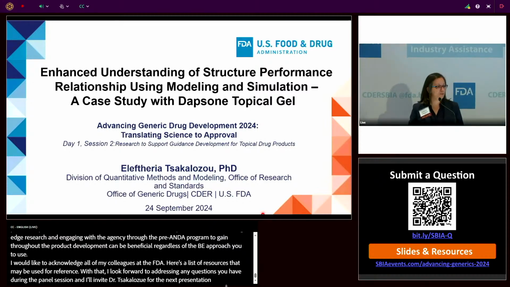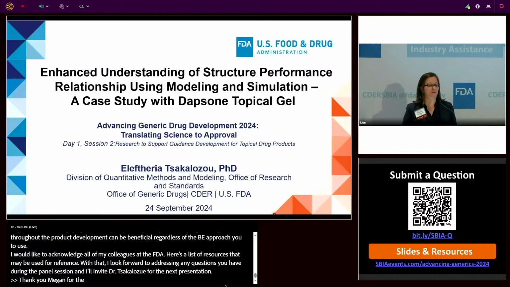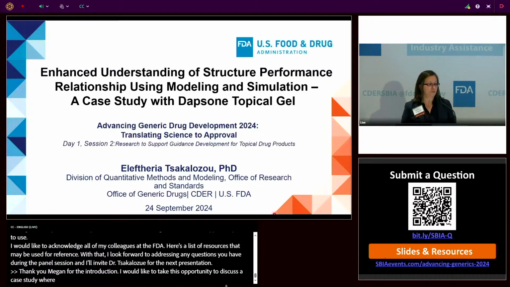I would like to now take this opportunity to discuss a case study where we use modeling and simulation to enhance our understanding of structure-performance relationships for Dapsone topical gels.